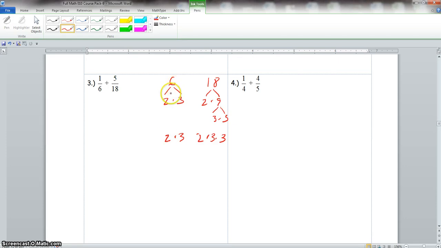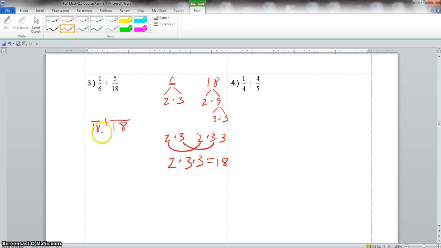Now we look here. Our lowest number with our prime factorization of 6 is 2, and we have a 2 here with the 18. They match up, you count it once. Now we look at the second number, 3. This 3 matches up with this 3. You count it once. There's no more numbers here, but we have an extra 3 here that we bring down. 2 times 3 is 6 times 3 is 18. So our common denominator is 18.